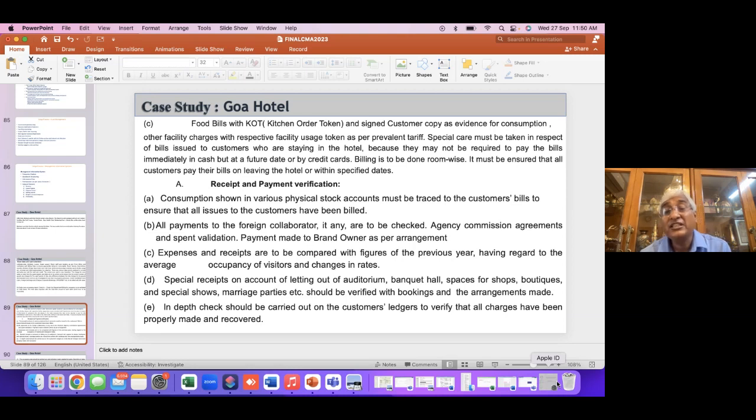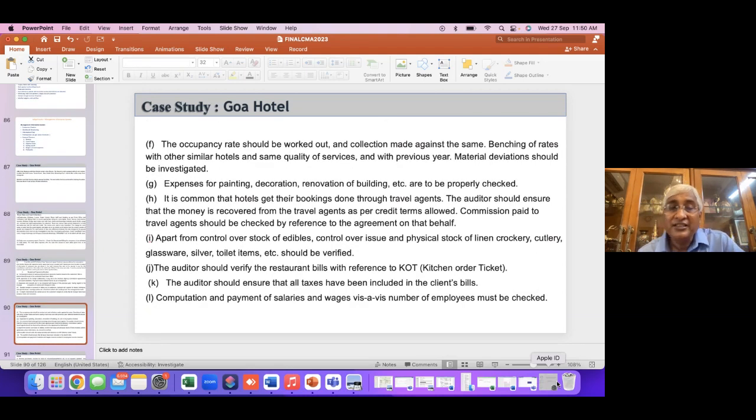Maybe certain facilities differ: say the Bombay hotel has a 1 mile golf course, but Calcutta may have a 10 miles golf course. That is again a differentiator for which some extra charge can happen, but it must be justified. So within the same star category, even if there is a huge rate difference, it has to be justified. An in-depth check should be carried out on the customers' ledgers to verify that all charges are made properly and recovered also. The company rate should be worked out.